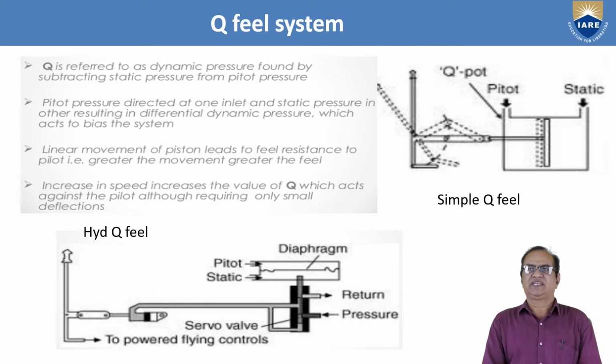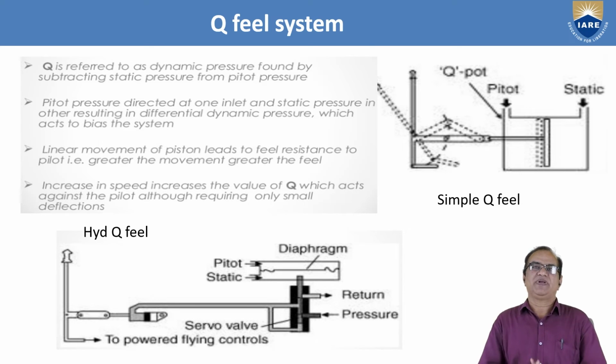Now we can see here the Q feel system. So what is the Q? Q is referred to as dynamic pressure, found by subtracting static pressure from the pitot pressure. So dynamic pressure means it is the total pressure minus static pressure. So you will get the dynamic pressure, that is called the Q. Pitot pressure is directed at one inlet and static pressure at the other, resulting in a differential dynamic pressure which acts to bias the system.